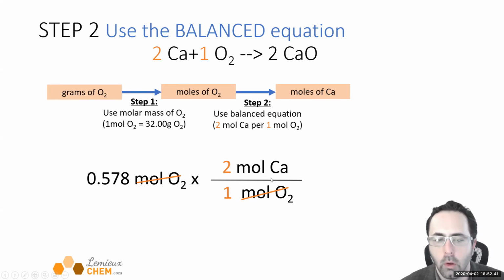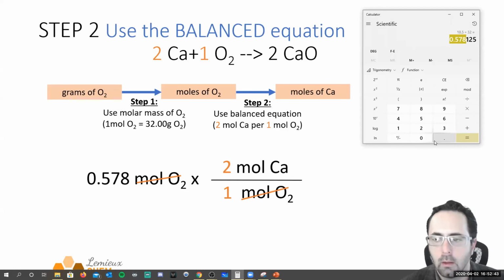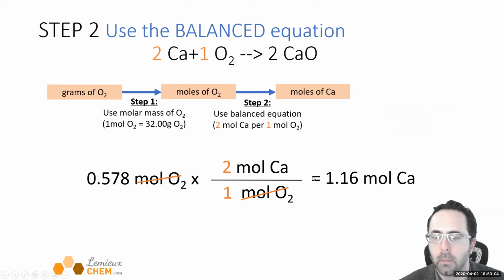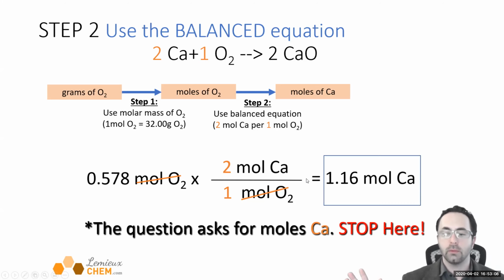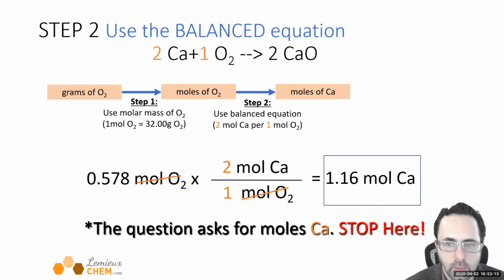If we multiply 0.578 times 2, we get 1.156. And I want to round this to 3 sig figs because my data started with 3 sig figs. And so I put 1.16 moles of calcium. And that's it. That's what the question asked for, moles of calcium. We stop, we're done.